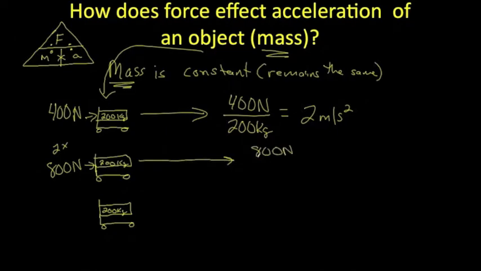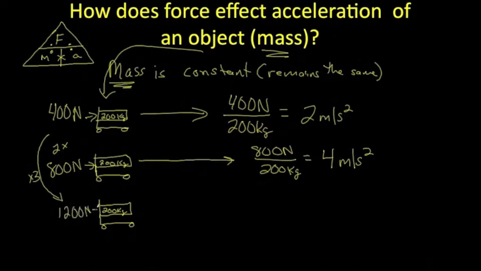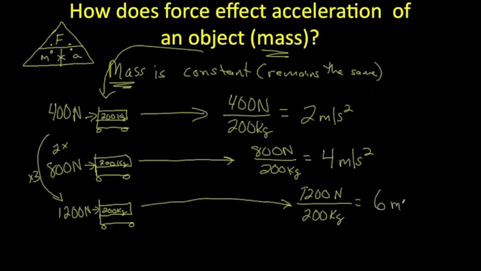If we calculate the acceleration, 800 newtons divided by 200 kilograms, you're going to find that that cart is accelerating at 4 meters per second squared. Remember, the mass is staying constant. The force is doubling. If we triple the force, so if we did 1,200 newtons of force on the same cart, we'll accelerate that cart at a rate of 6 meters per second squared.